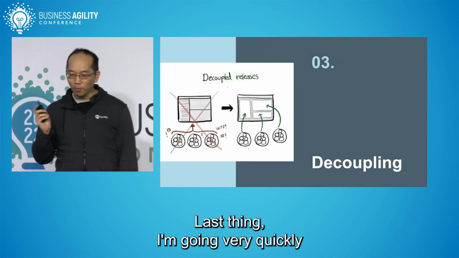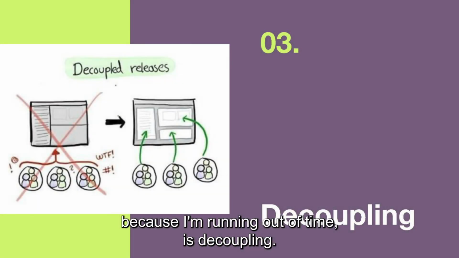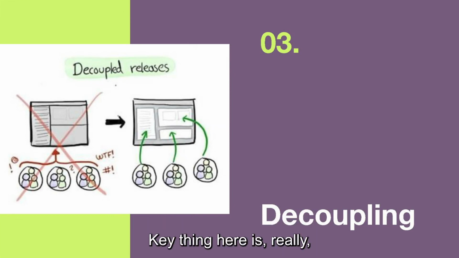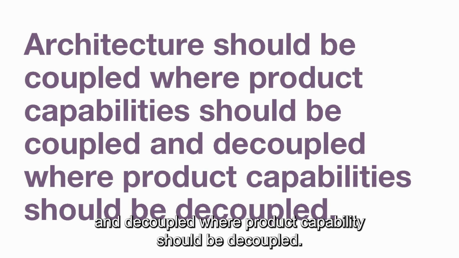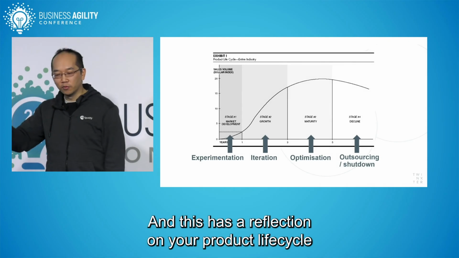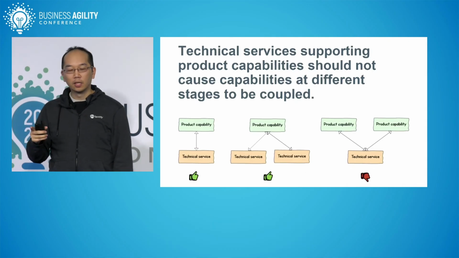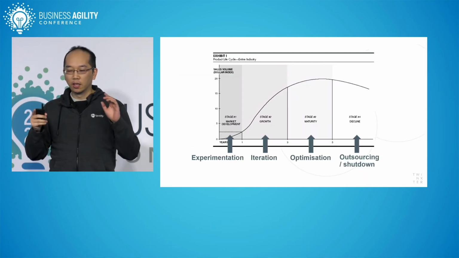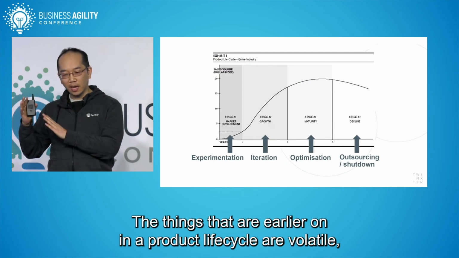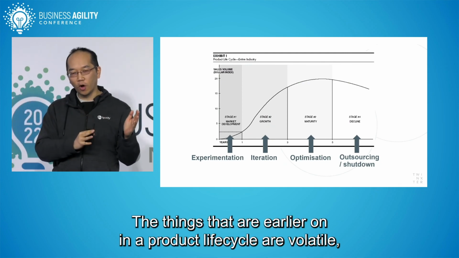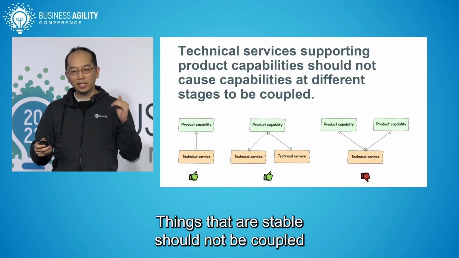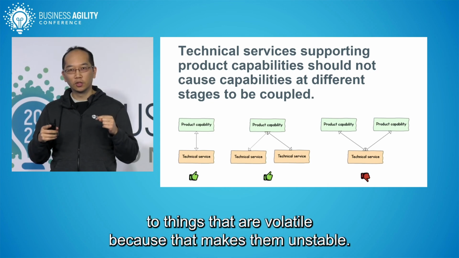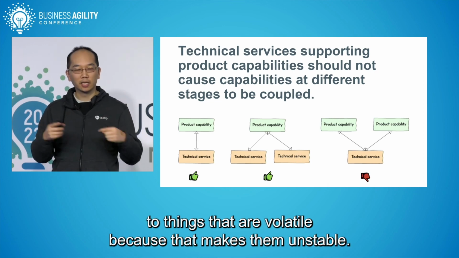Okay, last thing, I'm going very quickly because I'm running out of time, is decoupling. The key thing here is really that your architecture should be coupled where product capability should be coupled and decoupled where product capability should be decoupled. And this is a reflection of your product life cycle. There are things that are earlier on in a product life cycle that are volatile and the things later that are stable. So things that are stable should not be coupled to things that are volatile because that makes them unstable.